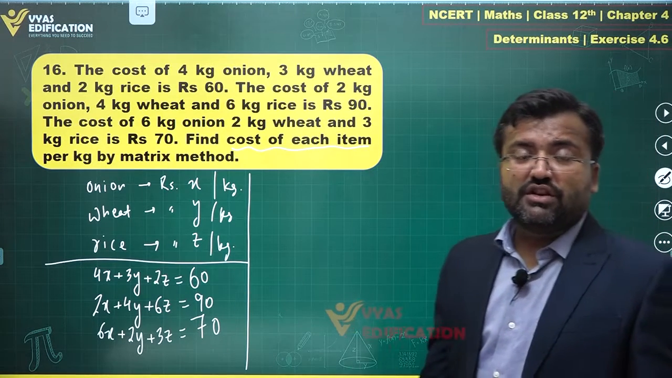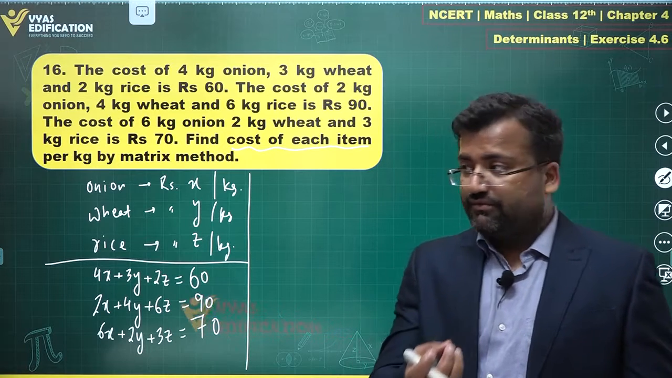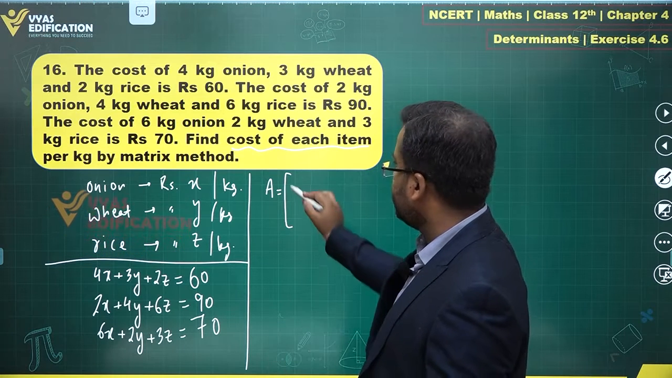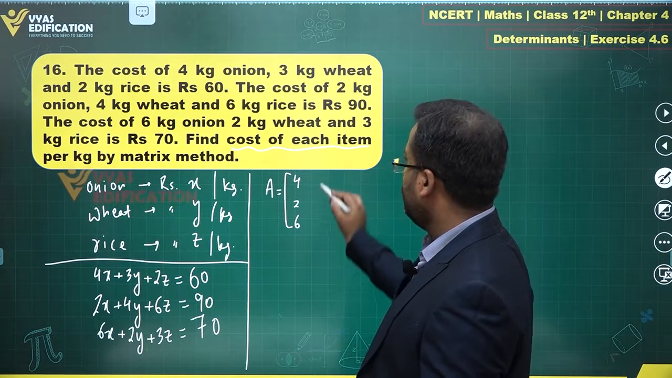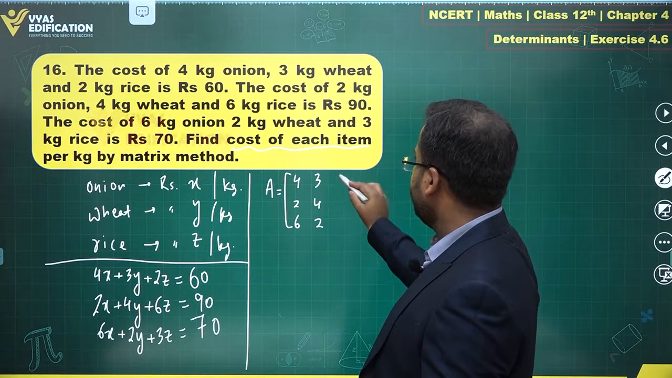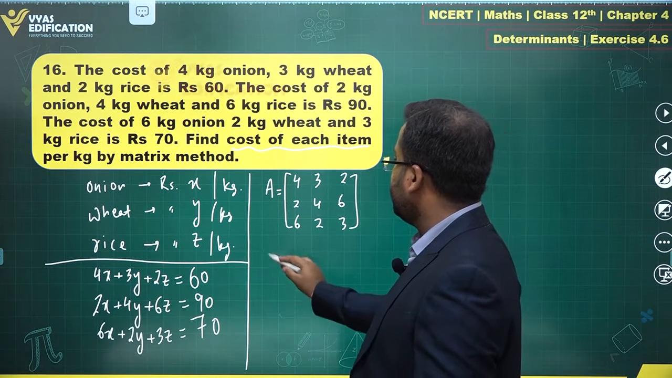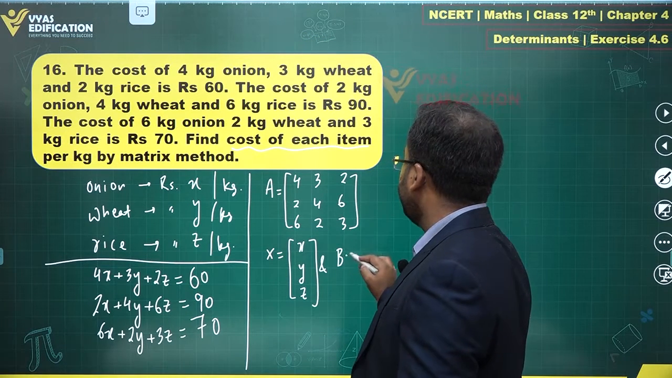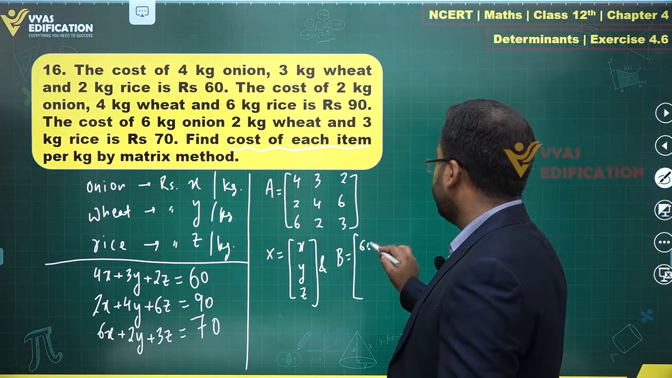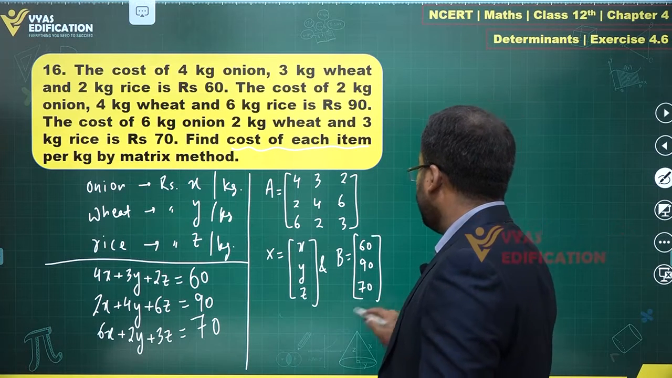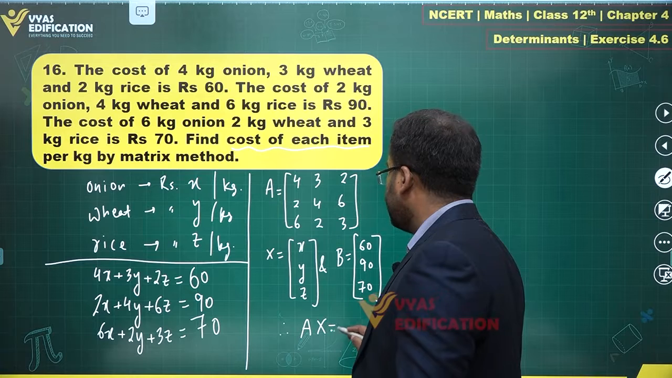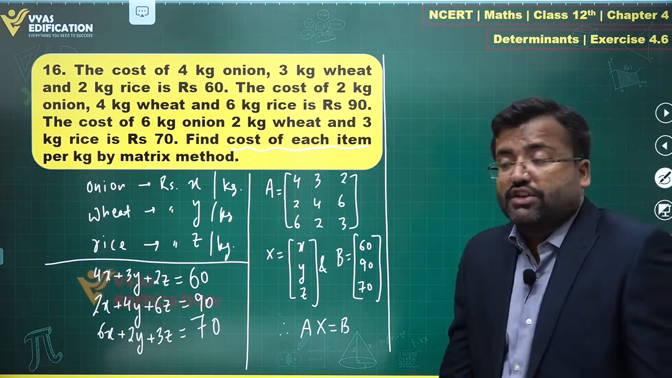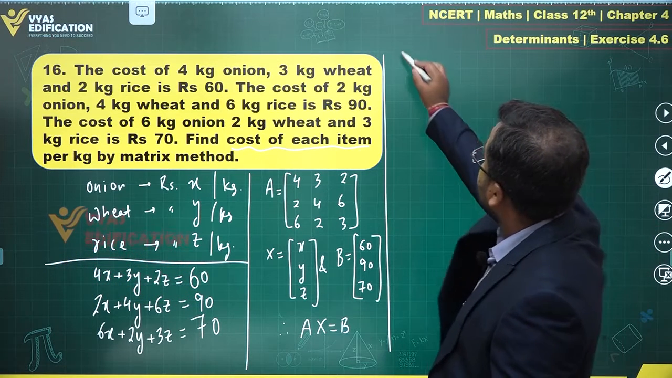And for solving these equations, obviously we'll need the matrix of coefficients, right? So A is equal to this matrix over here, 4, 2, 6, 3, 4, 2, 2, 6, 3. X is this matrix, x, y, z, and B is this matrix, 60, 90, 70. Okay, therefore system of equations is AX equals B, and if determinant of A is non-zero, then we can find a unique solution. Right, let's check determinant of A.